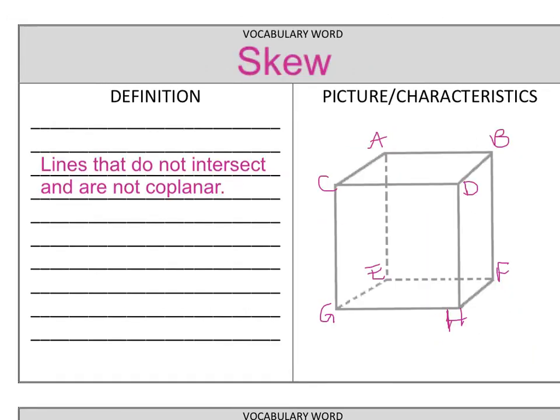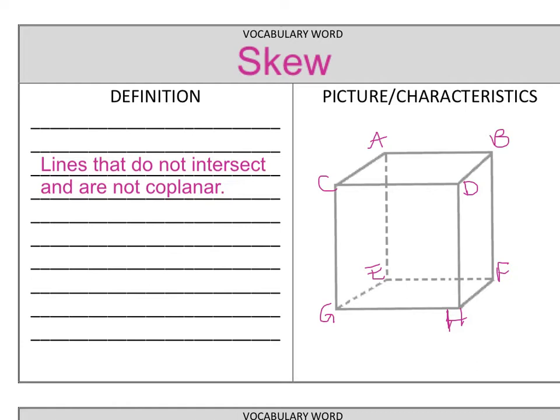The next word is skew. S-K-E-W. Skew are lines that don't intersect and are not coplanar. So think of them as technically not parallel, but they don't intersect. So in the picture, the easiest way to show it is with a three-dimensional shape, so a cube or a box. Try your best to draw it.